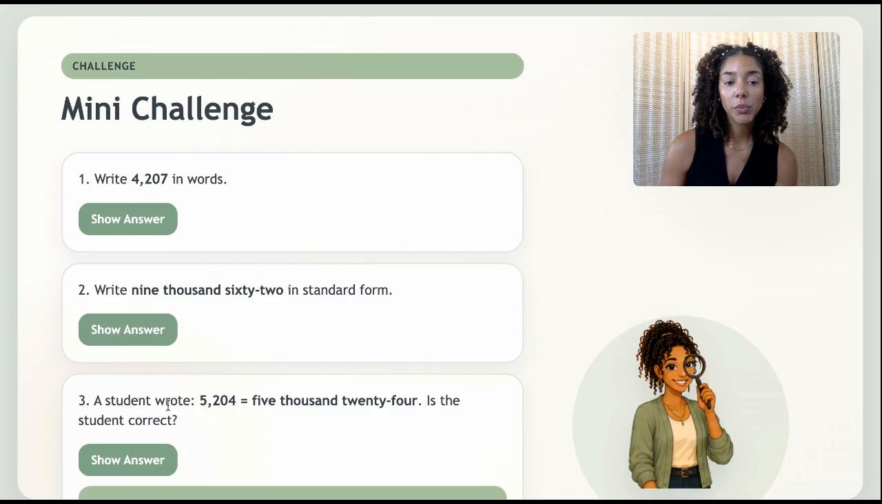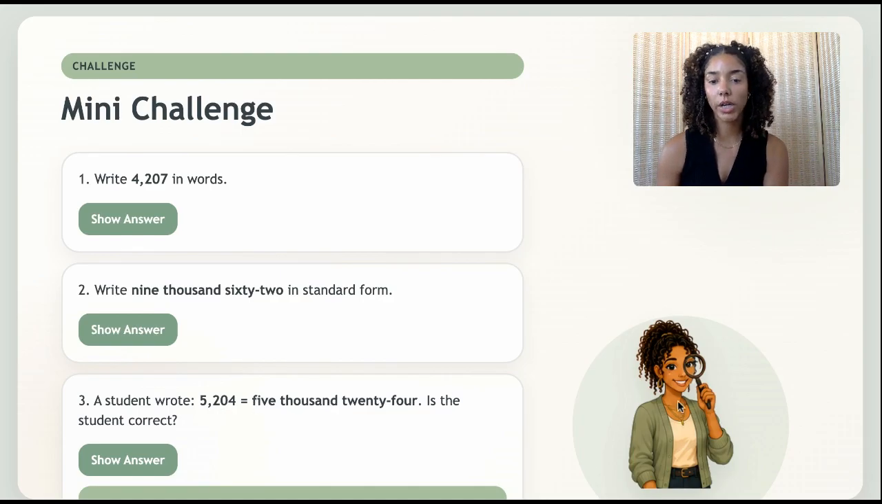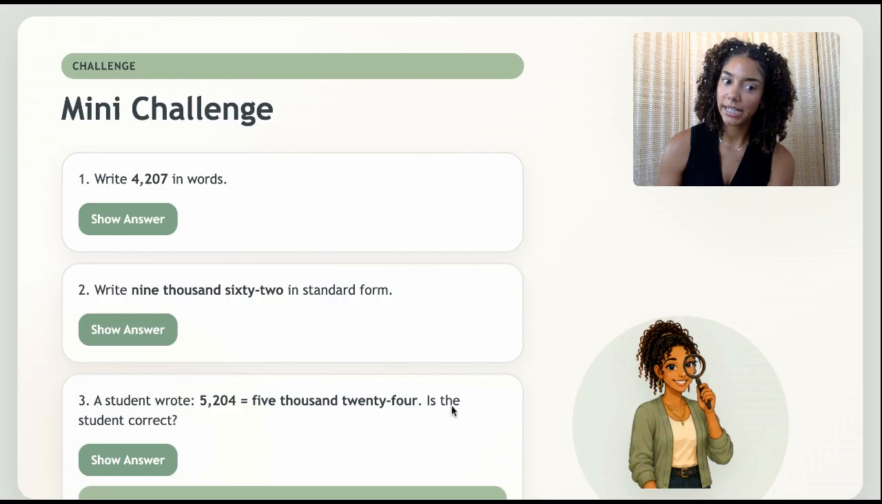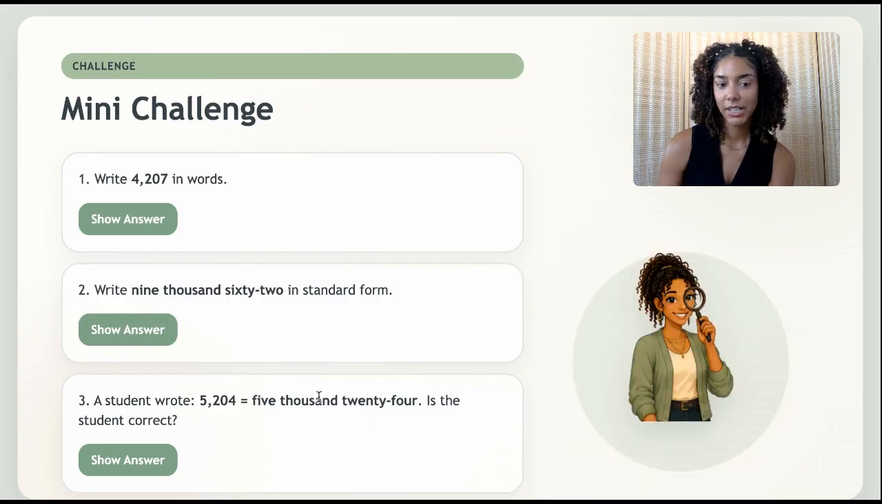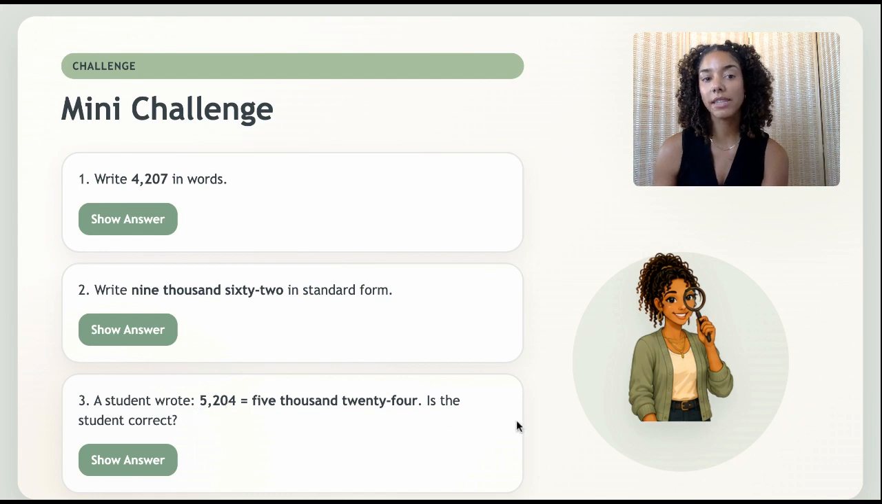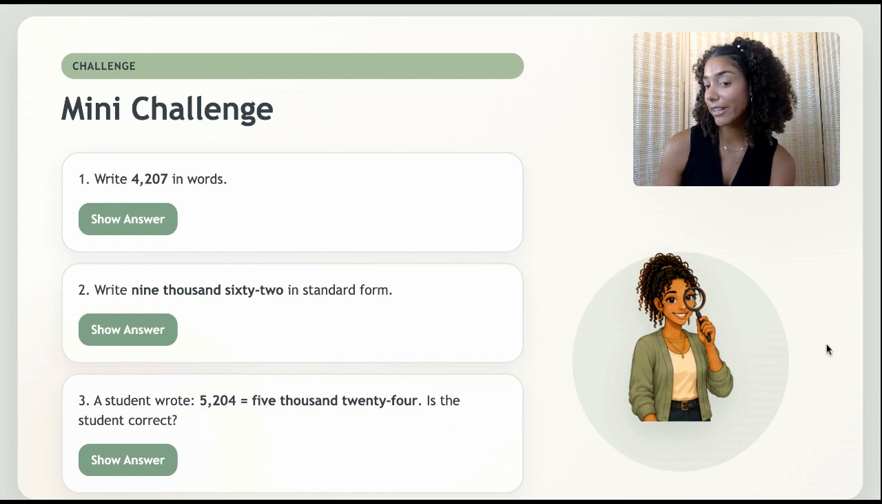A student wrote 5,204 as 5,024. Is this student correct? No, the student is not correct. They should have written down 5,204.